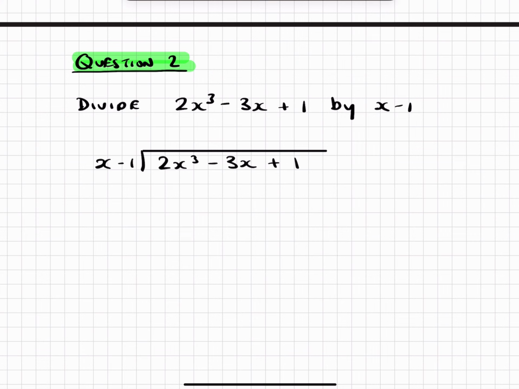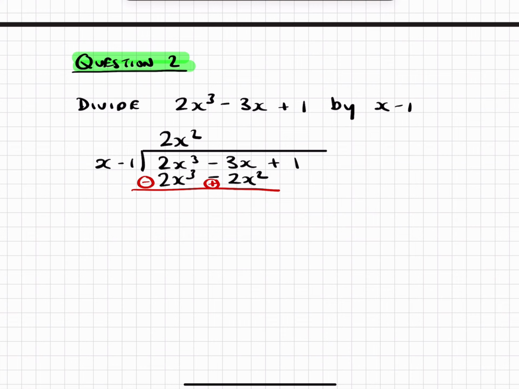Assuming you've done that, x times what gives me 2x cubed? It's going to be 2x squared. I take the 2x squared and multiply it by both terms, and I write them underneath. So I end up getting 2x cubed, and 2x squared times minus 1 is minus 2x squared. Now I do my favorite part. I draw a line and I change the sign.